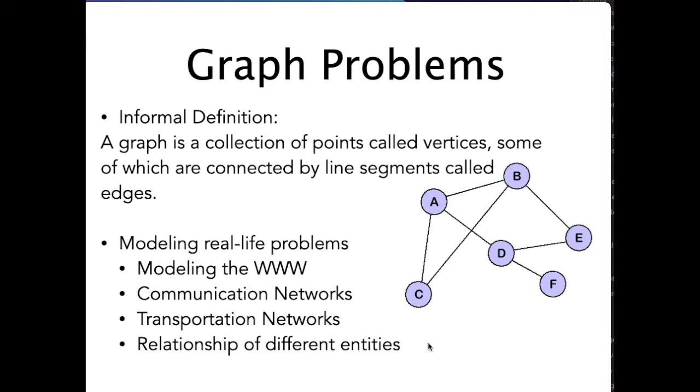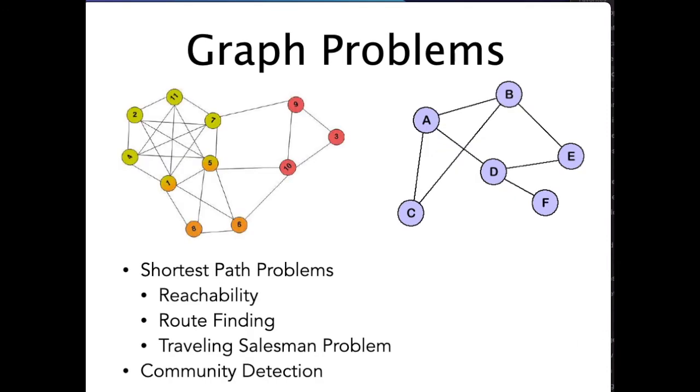A graph can also be used to model a transportation network. If it's a train network, the vertices could be train stations, and the edges could be train tracks. If it's a road network, the vertices could be landmarks, and the edges are the roads connecting landmarks. In general, graphs can be used to model the relationship of different entities. For example, in a social network, entities could be a person or a specific user profile, and edges are friendship connections.